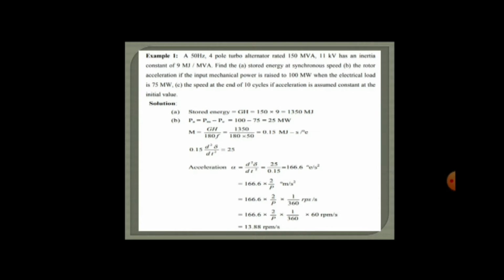So today we are seeing various problems, around 3 or 4 problems. Last bit, C bit, the speed at the end of 10 cycles if acceleration is assumed constant at the initial value. So see, we will find out the A bit. What is the A bit? Stored energy. So can anyone tell me, what is the stored energy? Energy stored.